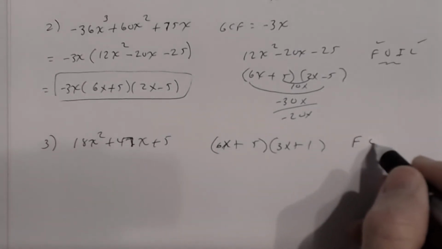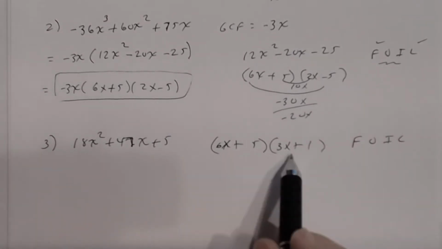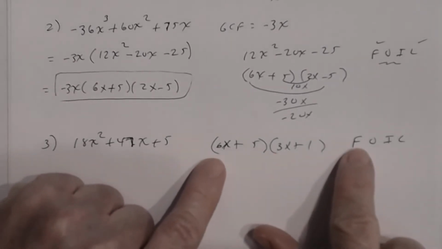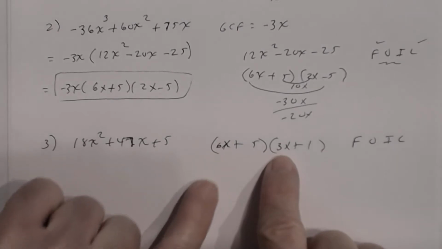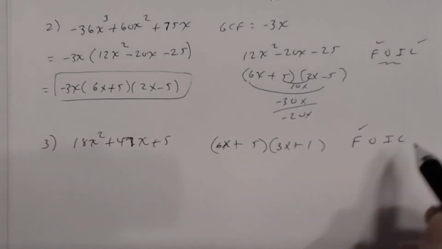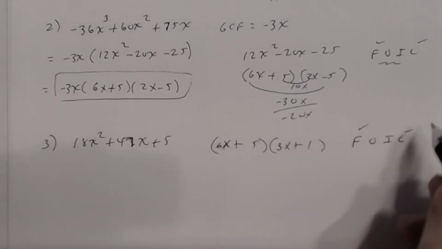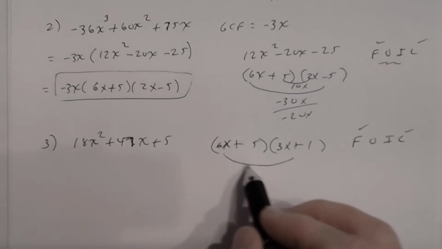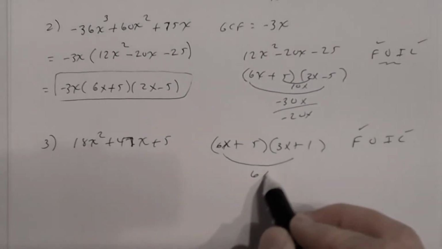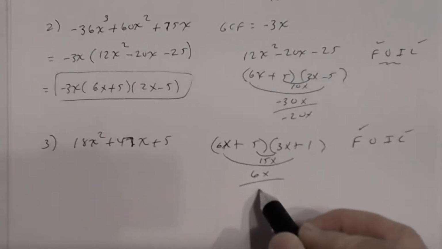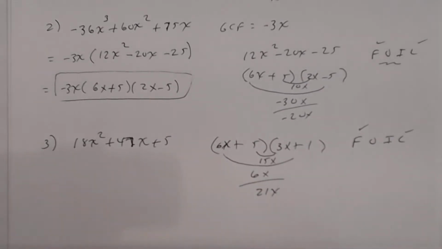Okay? So I'm just using trial and error. Now remember though, you've got to check this. So don't think that's correct. It may be incorrect. So let's check. We're going to do the F first. 6x times 3x is 18x squared. That's what you wanted. So far, F is okay. The L, 5 times 1 is 5. That's what you wanted. Now let's check the outer and the inner, because we want to make sure we get that 47x. So the outer, that's 6x. The inner, 5 times 3x is 15x. But when I add them up, I get 21x, and that's not what I wanted.